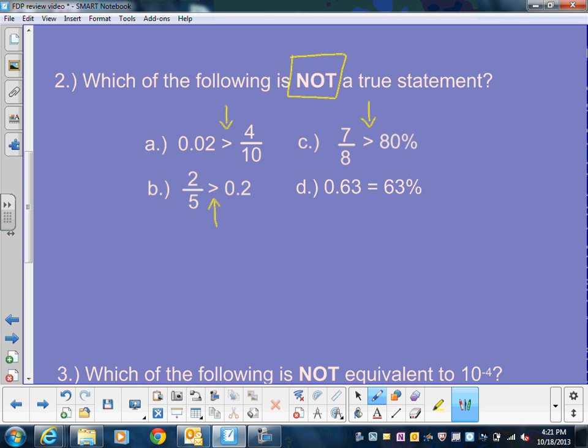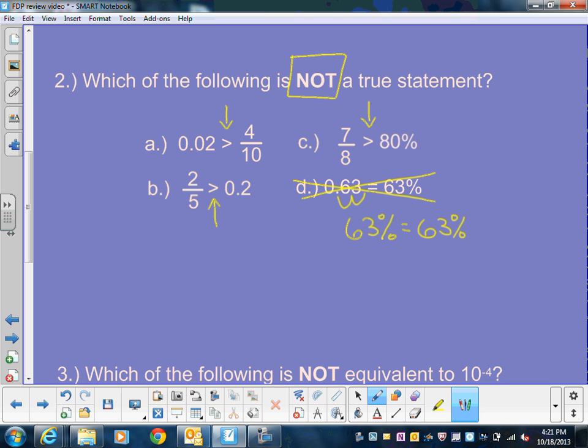Let's go ahead and compare 0.63 to 63%. Once again, applying what we know about converting between percents and decimals. In this case, since we're going from the decimal to a percent, we're moving to the right, giving us 63% equaling 63%. That's a true statement. However, the directions asked us for a false statement, or not a true statement, meaning this answer choice is incorrect.